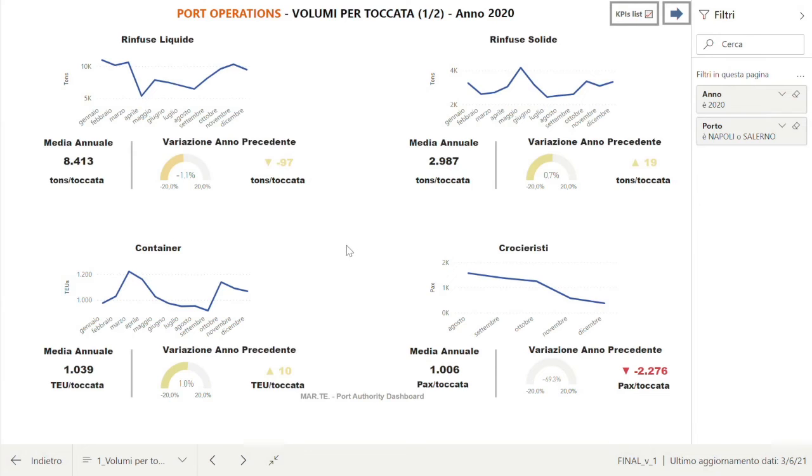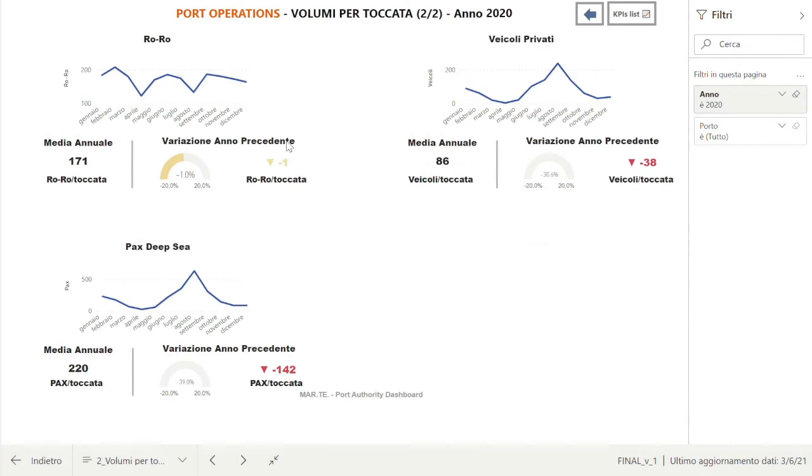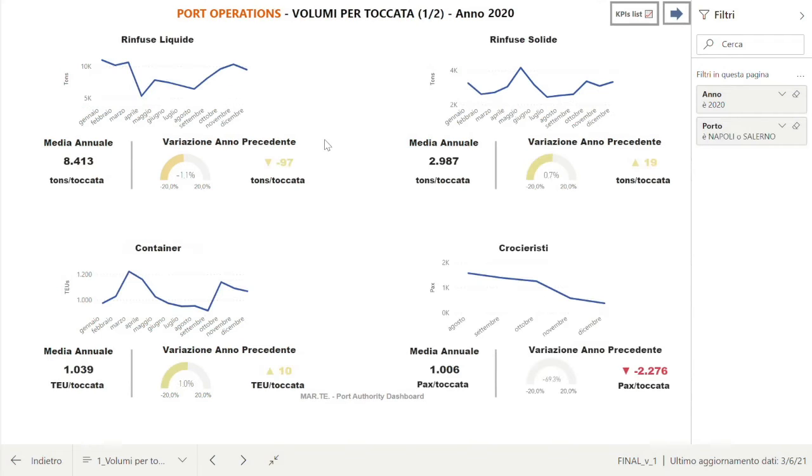By clicking on the KPI, the software opens up a new window, and we can see that there are two pages. The first one is concerned with the following markets: liquid bulk, solid bulk, container and cruises. The second page focuses on ro-ro markets, private vehicle and passenger deep sea. But now let's go back to the first page, and we can see that the structure is more or less the same for each market.